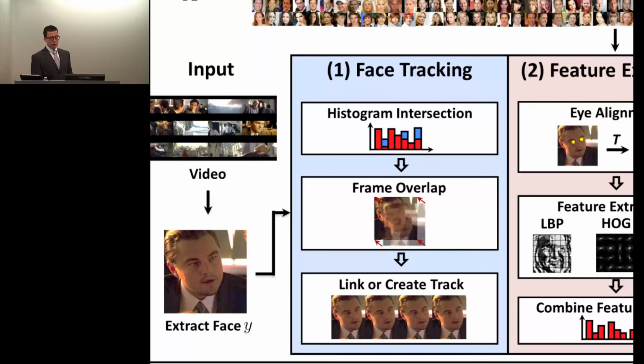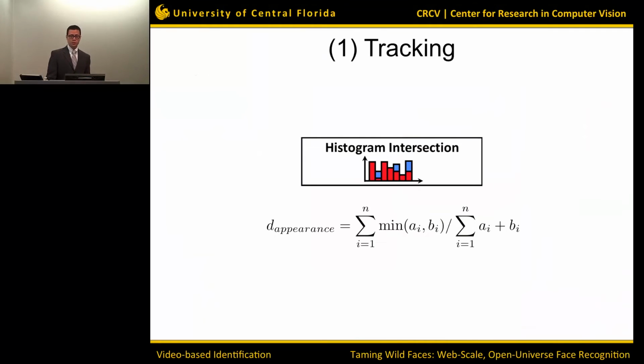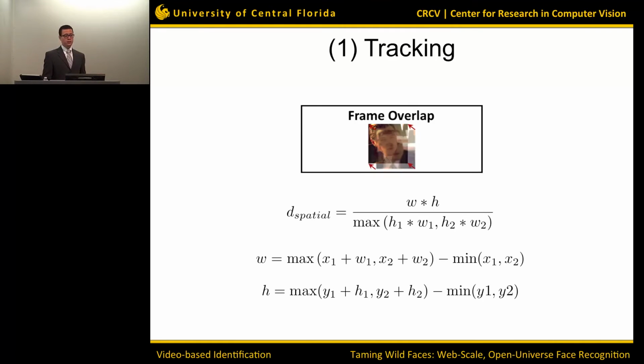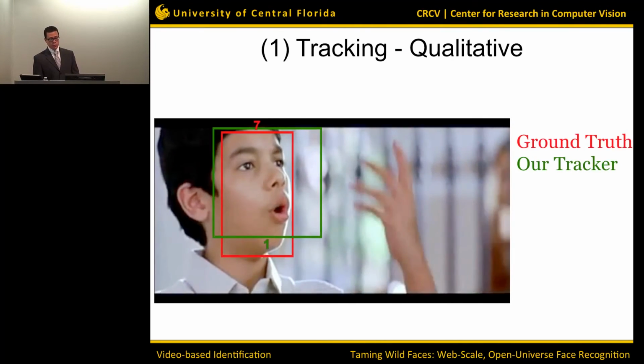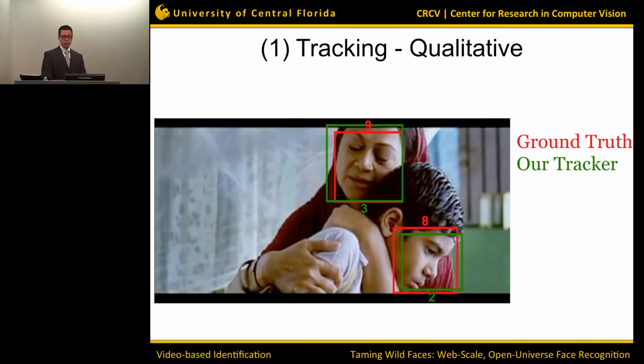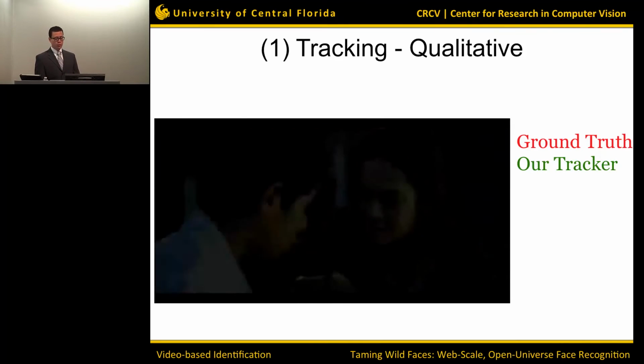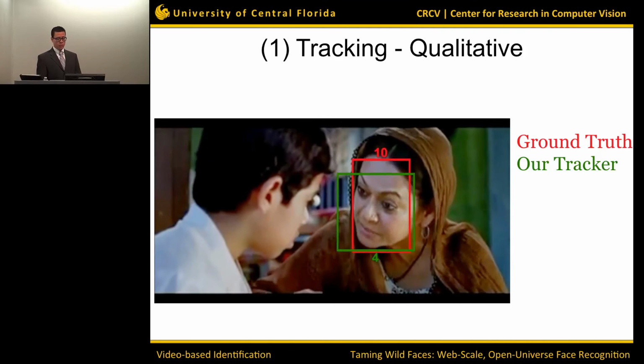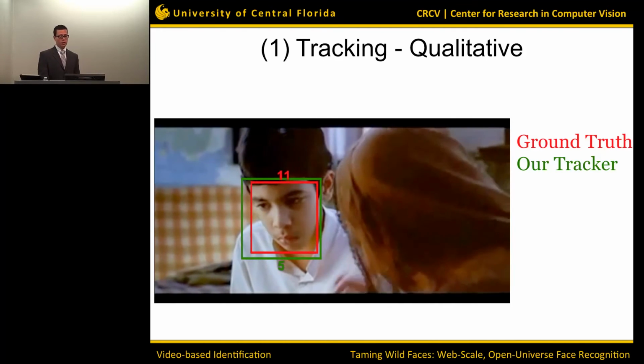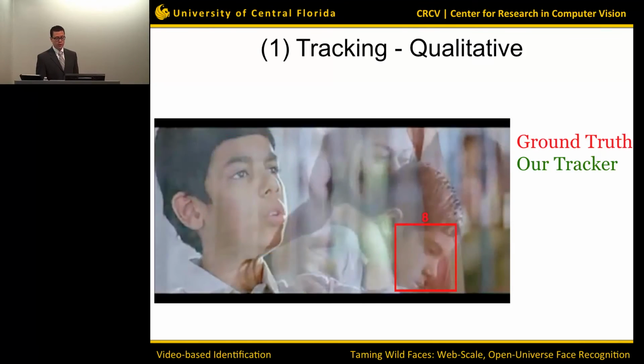We use two simple metrics for this. The first is an appearance-based metric that does a histogram intersection of the 3D color histogram from a frame. The second imposes a spatial constraint where we know that the bounding boxes should not be jumping from one side of the frame to the other. Therefore, they should have a large overlap from frame to frame. Here are some qualitative results where the red bounding box shows our ground truth and the green shows our tracker. You can see that the tracking is very smooth, especially here where the faces take up a large portion of the frame.